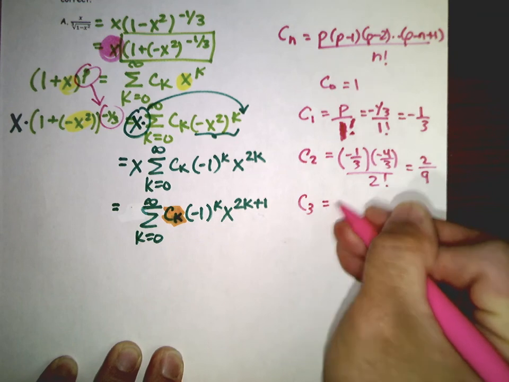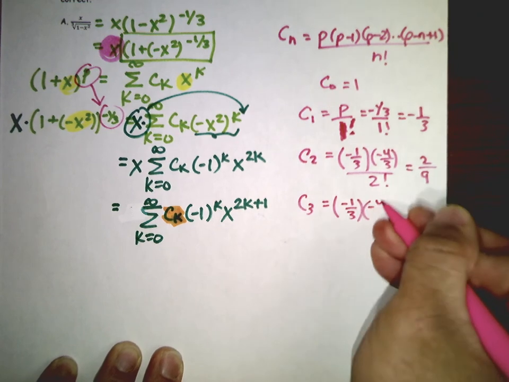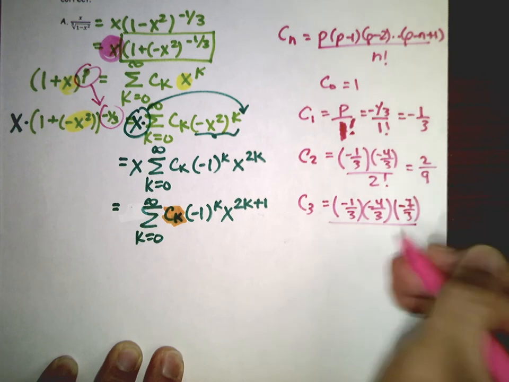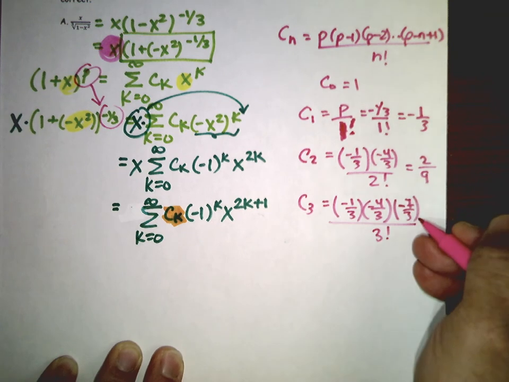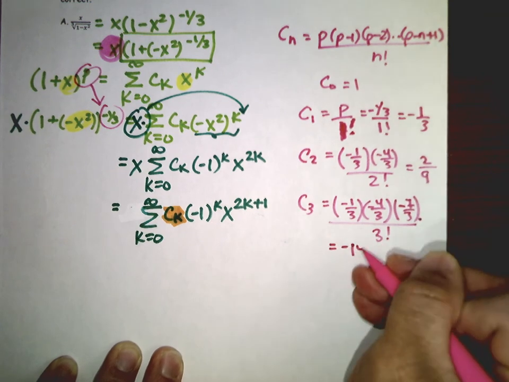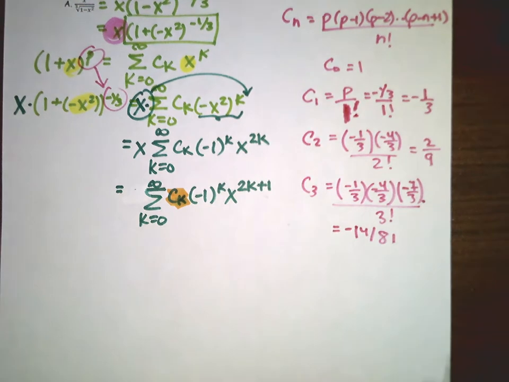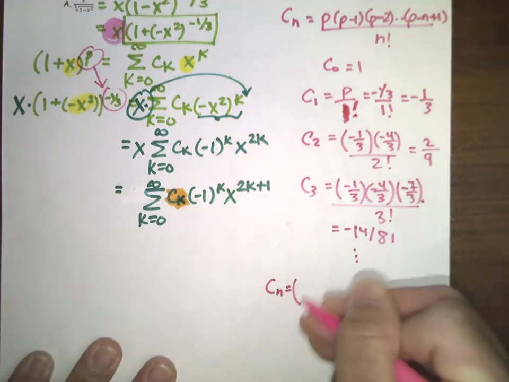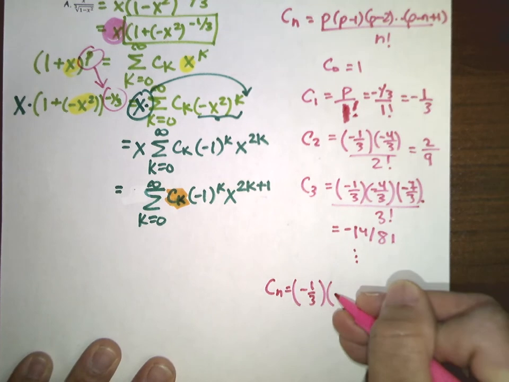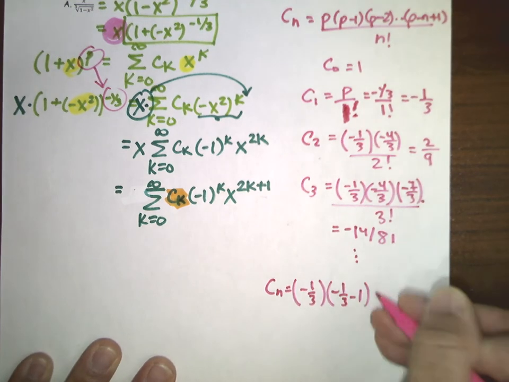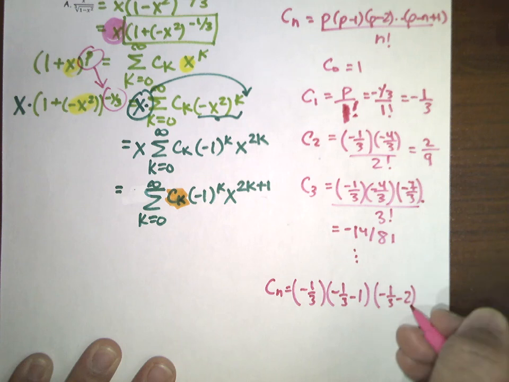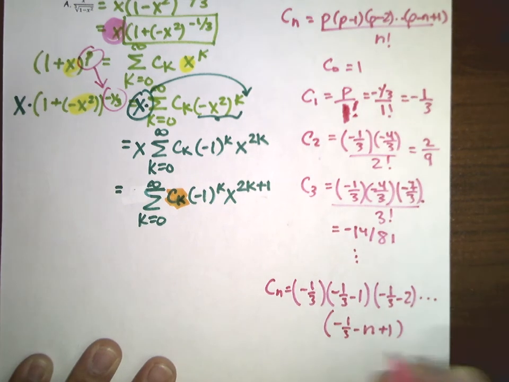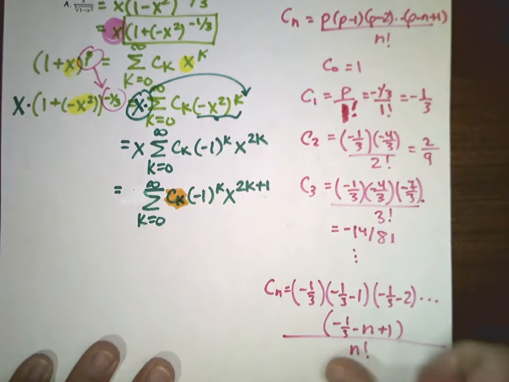And C3 will be negative 1/3 times negative 4/3 times negative 7/3 over 3 factorial. So that's negative 14 over 81. And then let's just write down what Cn is now. So Cn is negative 1/3, and then negative 1/3 minus 1, negative 1/3 minus 2, all the way to negative 1/3 minus n plus 1, all over n factorial.